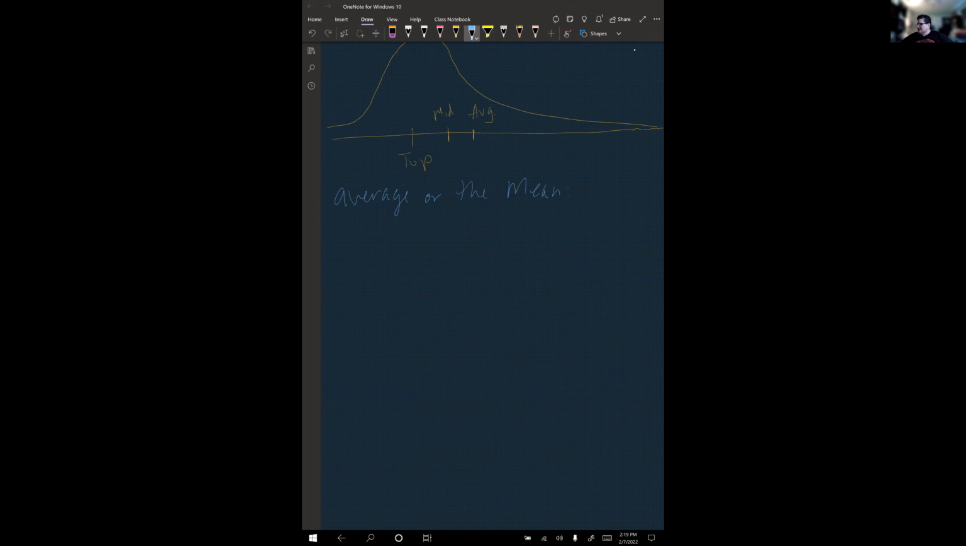Now, in statistics, we use this symbol right there for population mean. And we use an X with a bar over it on the top for a sample mean.